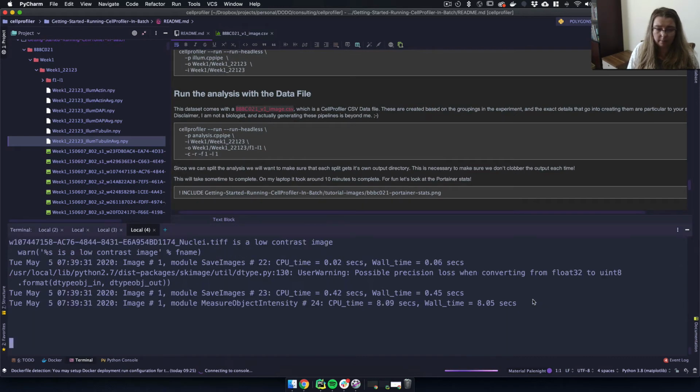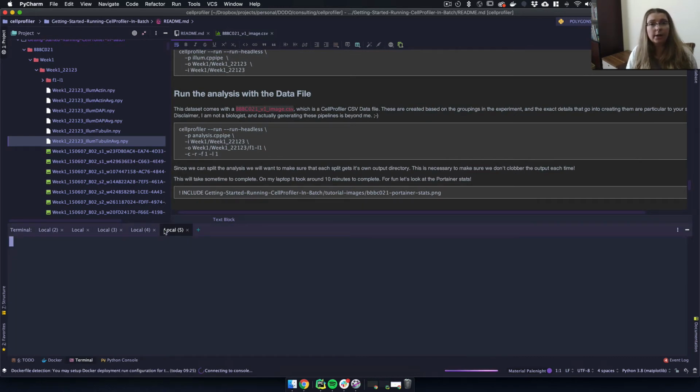So there we go. All right, so now that this is going, we are actually gonna see how much memory and CPU our images are taking. What is this Portainer stuff?